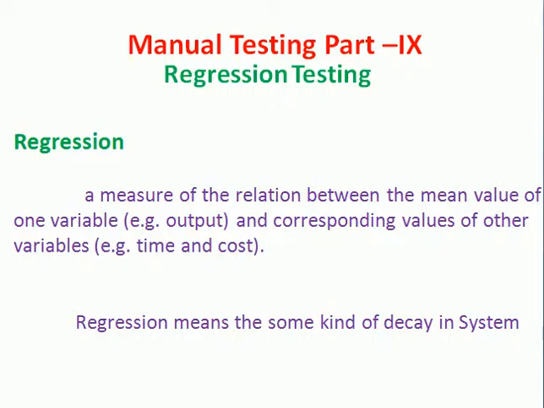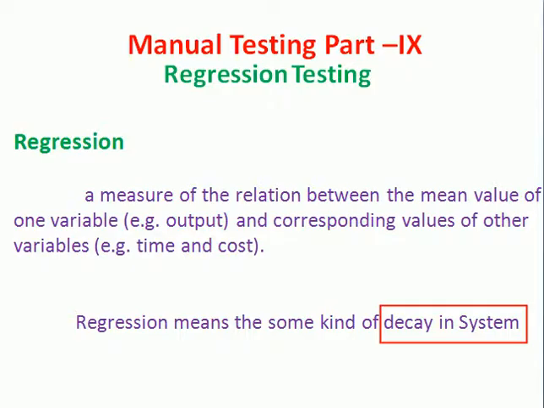Just to take a real life example, a regression can be, suppose you want air conditioning to be fitted in your house, and when the contractor fits the air conditioning, you find that the lighting system is off now. There is some problem with the lighting system. So that is an example of a regression, because earlier the lighting was working and now it is no longer working.